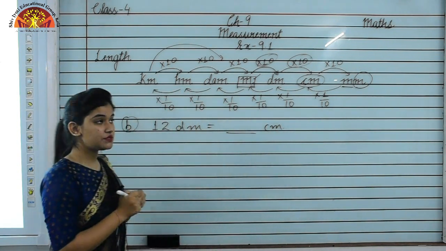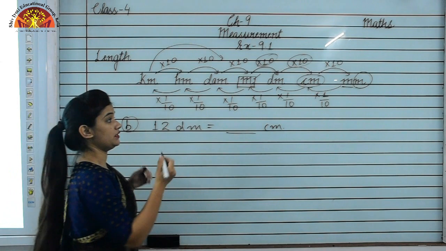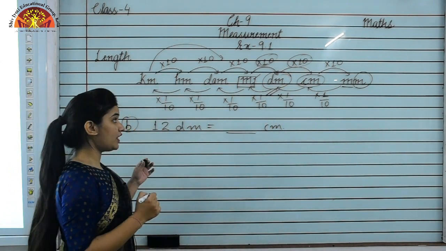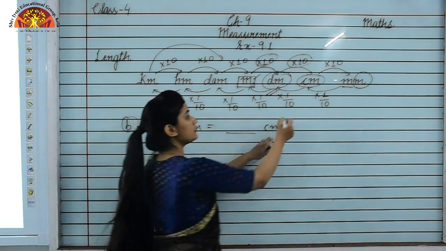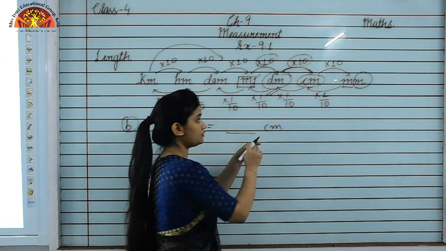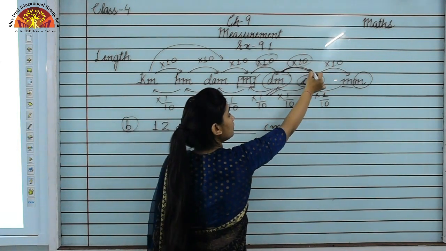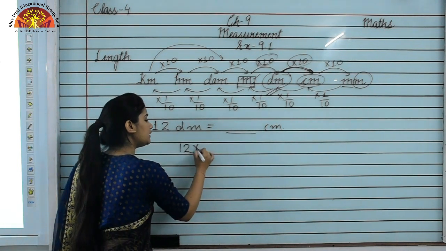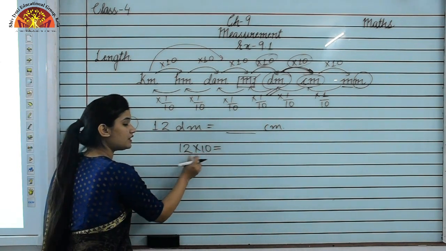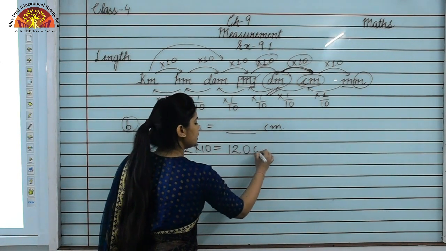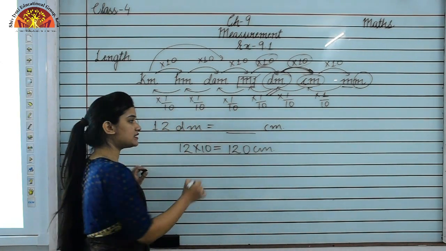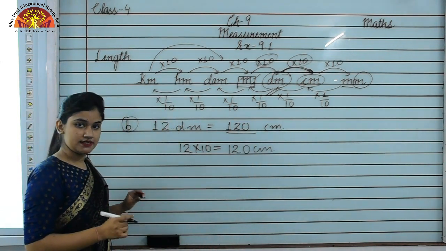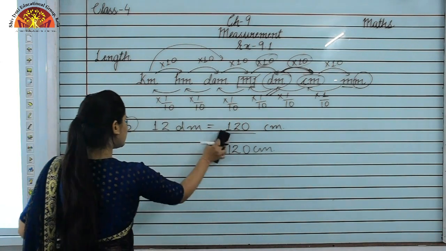So now again students, we have to observe decimeter in this table. Where can we see decimeter? Just have a look here. Here we can see decimeter and we are converting decimeter to centimeter, right? So here we are observing centimeter, it means we have to multiply by 10. What do we have to do? We have to multiply by 10, and 12 into 10 is 120 centimeter. So what is the answer? The answer is 120 centimeter. Simple, students.